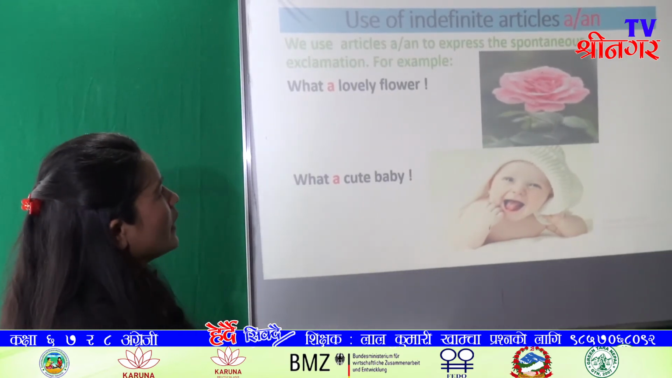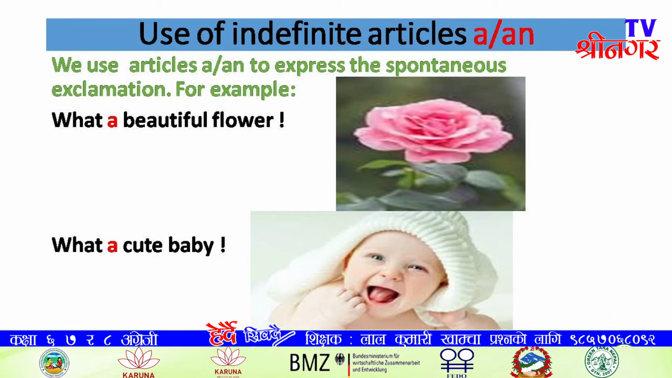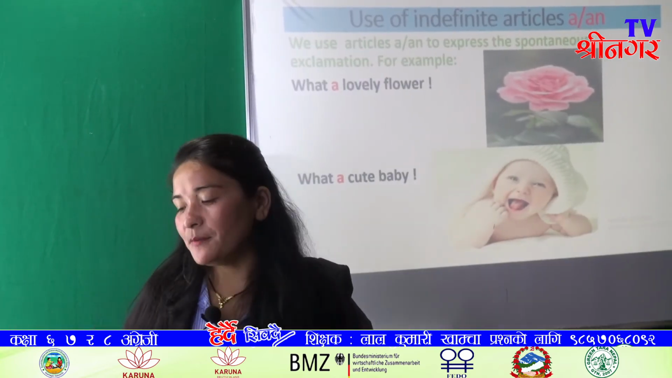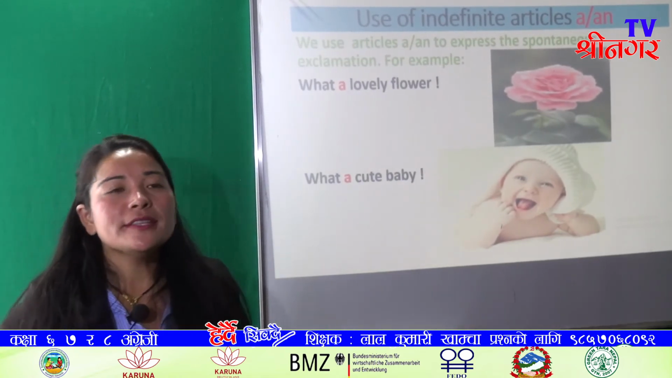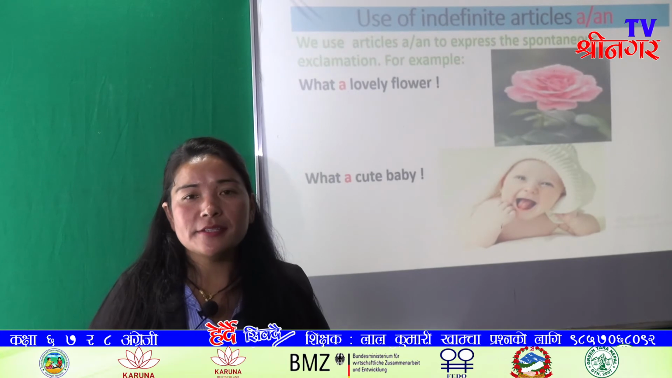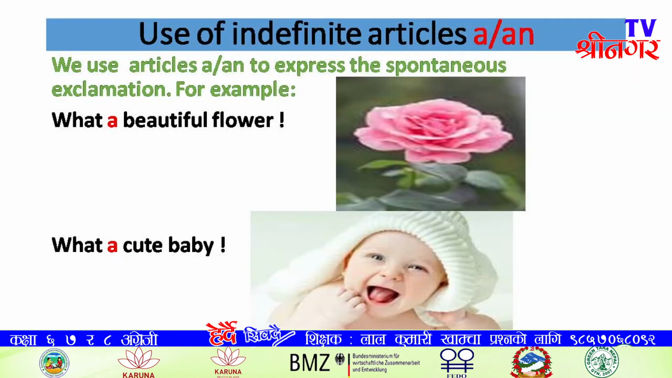Next use of articles: we use articles a and an to express spontaneous exclamation. Look at this example: "What a beautiful flower!" This flower is very beautiful, and when we see these sorts of beautiful or unexpected things, we feel and express our emotions, our surprise, our joy.